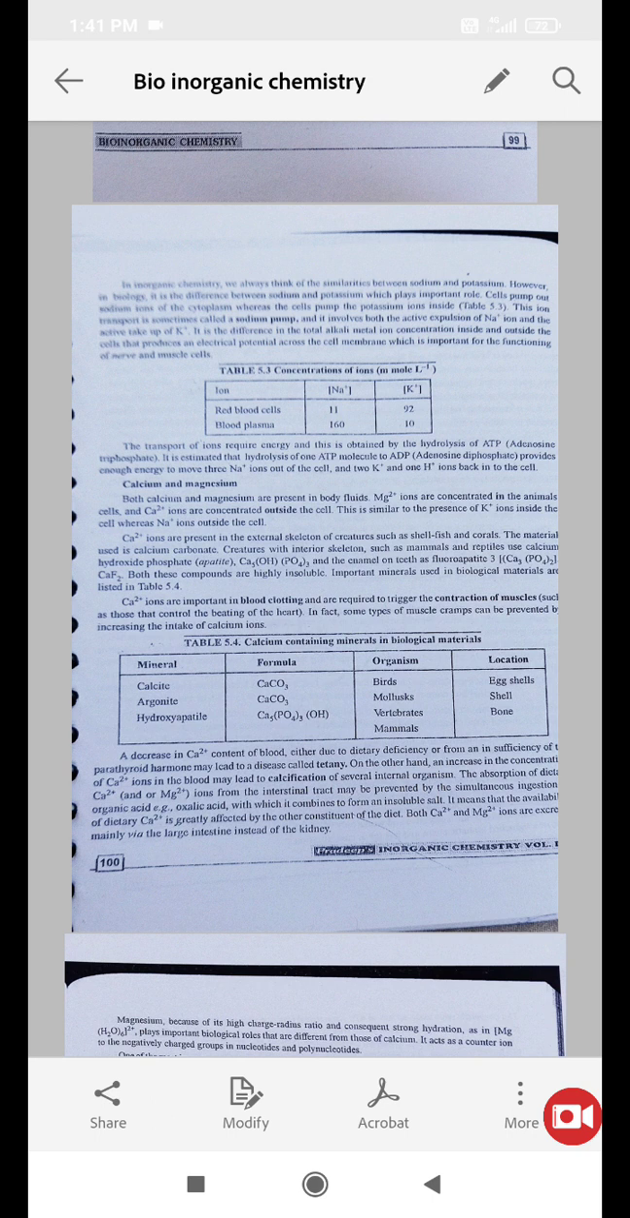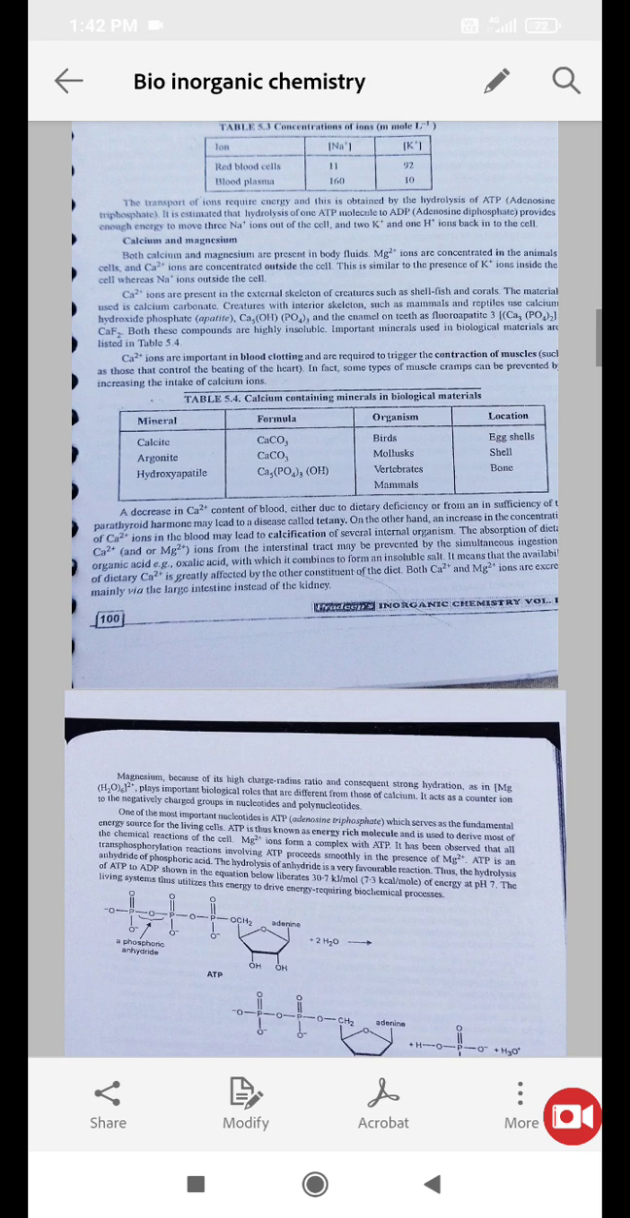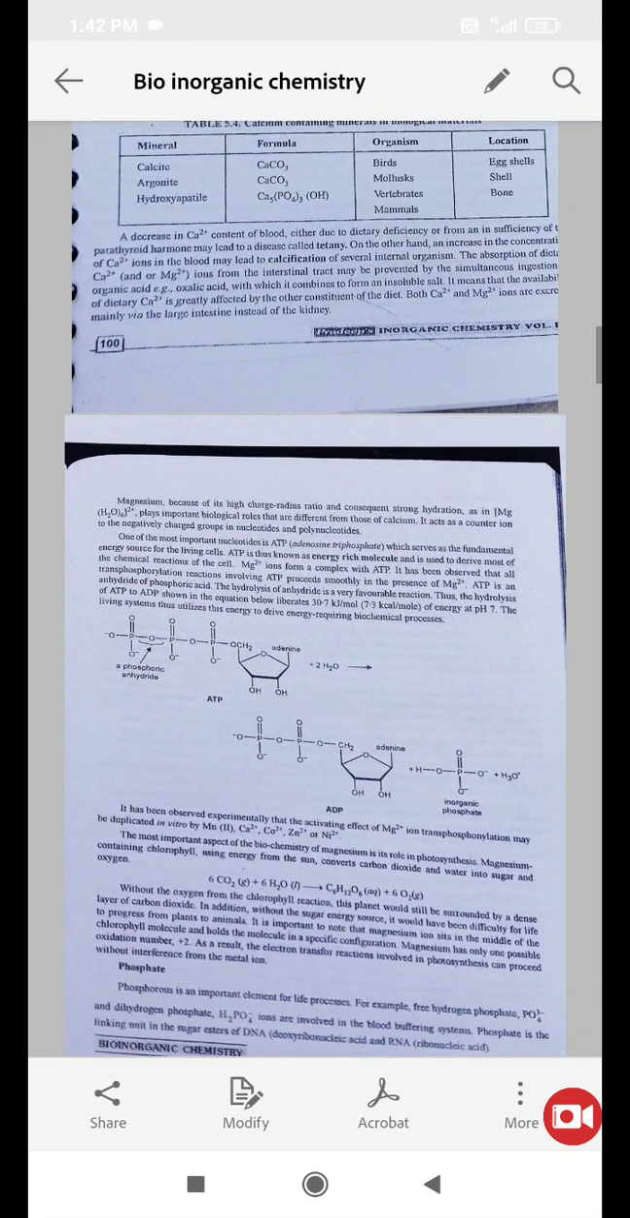The absorption of dietary calcium ions from the intestinal tract may be prevented by the simultaneous ingestion of organic acids such as oxalic acid, with which it combines to form an insoluble salt. It means that the availability of dietary calcium ions is greatly affected by the other constituents of the diet. Both calcium and magnesium ions are excreted mainly by the large intestine instead of the kidney.